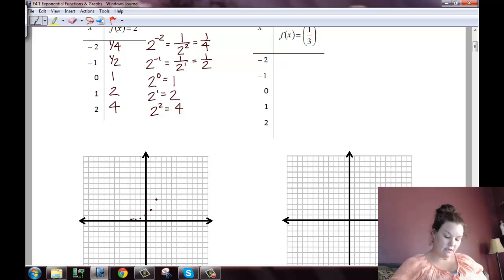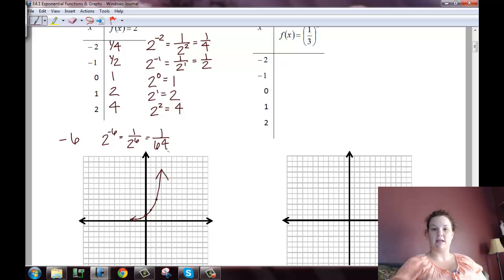So notice if I connect my dots, I'm getting a shape that looks something like this. Now a couple of things I want to point out is, if I were to keep plugging in negative numbers, if I were to plug in something like negative 6, notice what I would get is 2 to the negative 6, which is 1 over 2 to the 6, which is something like, I don't know, 1 over 64 maybe, something like that. So it's a teeny tiny number. So if I go all the way out here to negative 6, 1, 2, 3, 4, 5, 6, I'm getting something that's really, really close to 0, right?